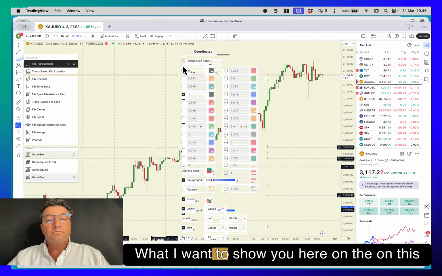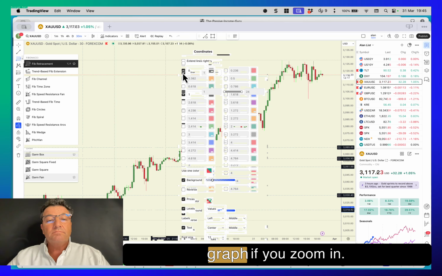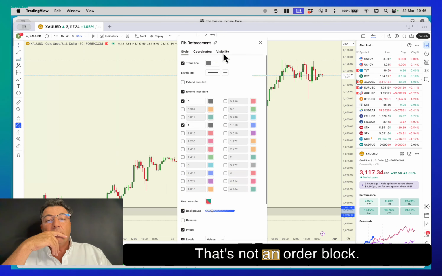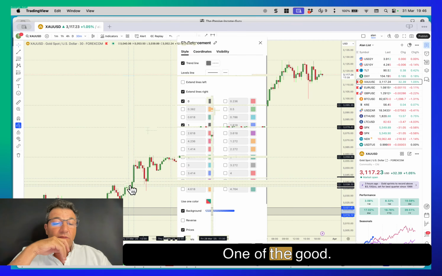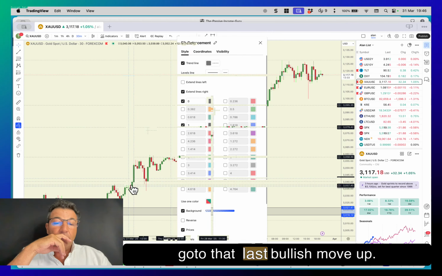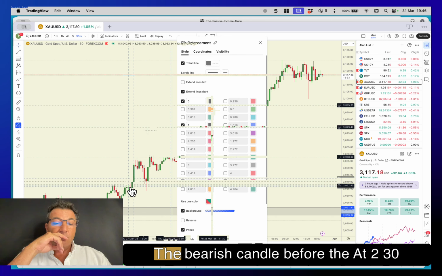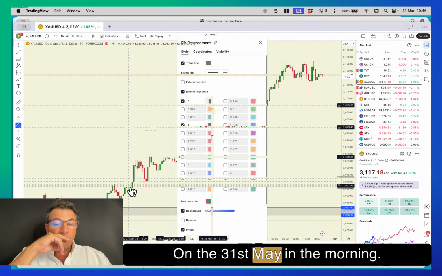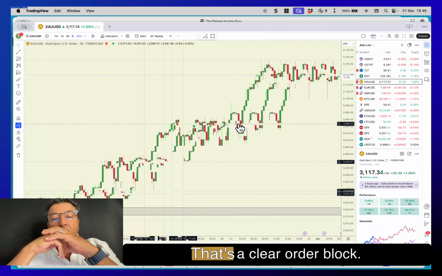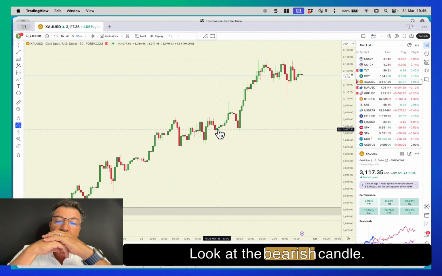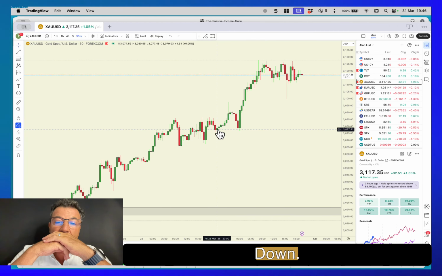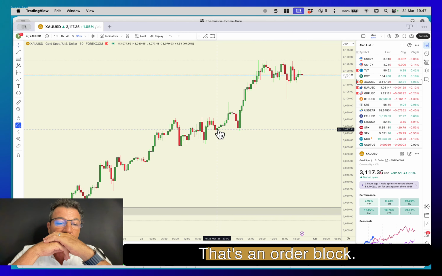Just ignore that. What I want to show you on this graph, if you zoom in, for me that's not an order block. The order block is here. That's where the order block is. Go to that last bullish move up and go to the bearish candle before the bull, at 2:30 on the 31st of May, 2:30 in the morning. That's not a doji, but that's a clear order block. Look at the bearish candle down before the bullish move up. That's fresh investment. That's an order block.